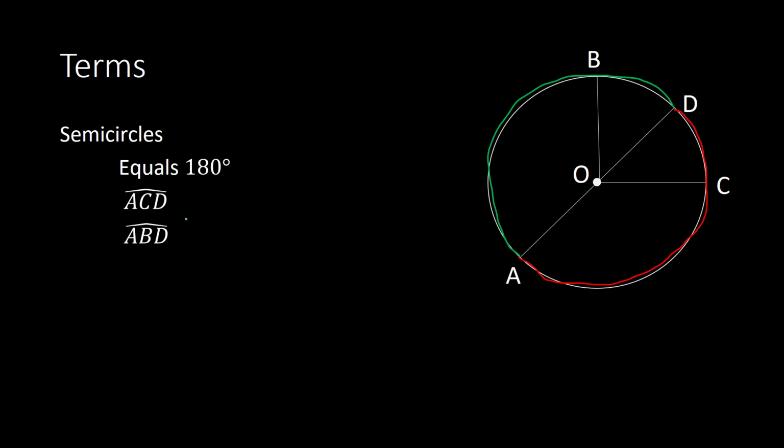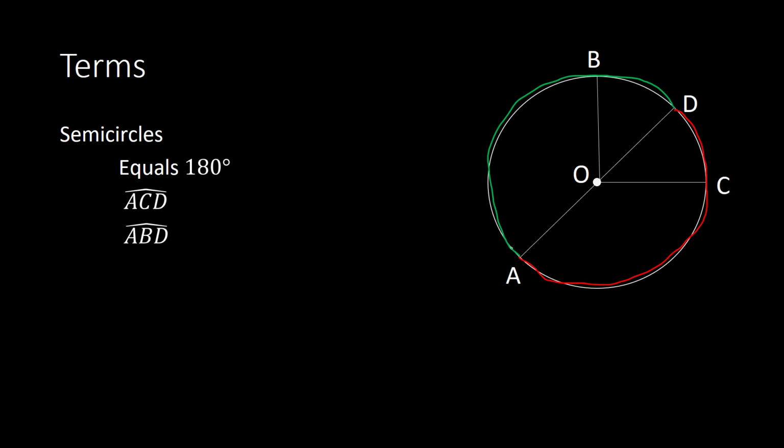And the reason is, once again, if I just said semicircle AD, we don't know which direction we're going. Are we going around to the top or around the bottom? So to signify which direction, we need a third letter of a point that the semicircle is going through.